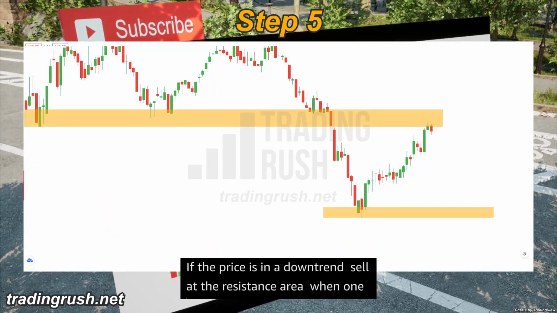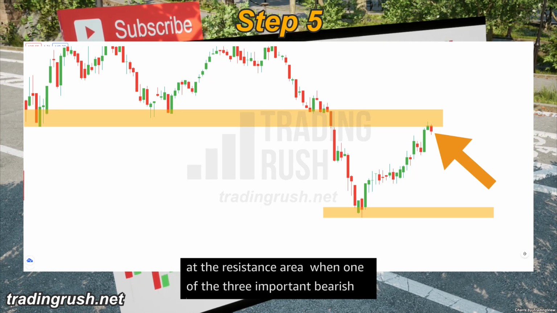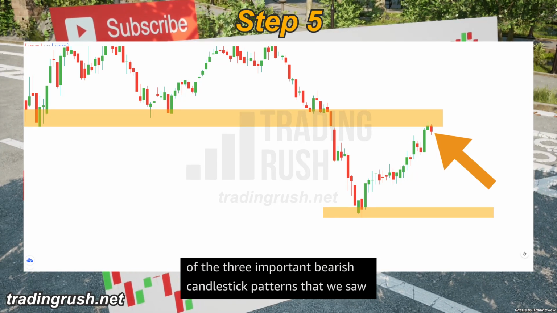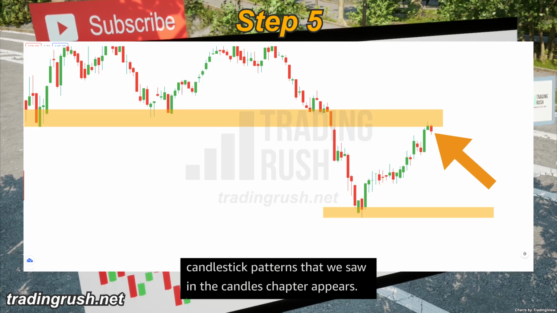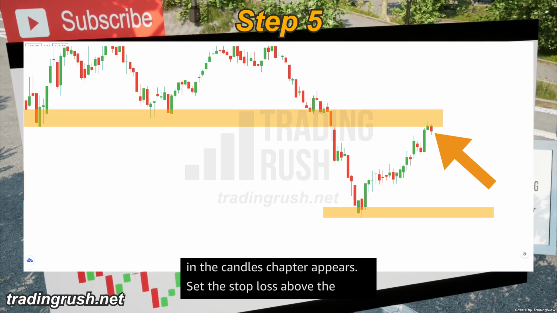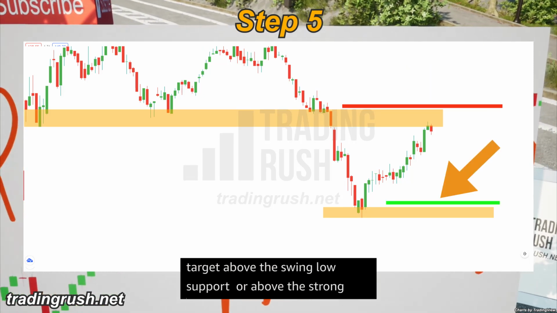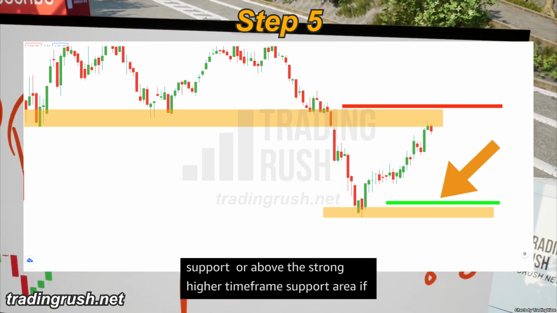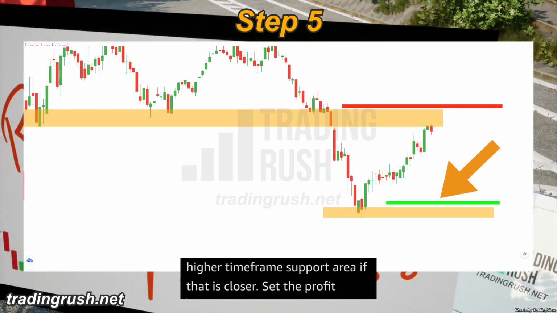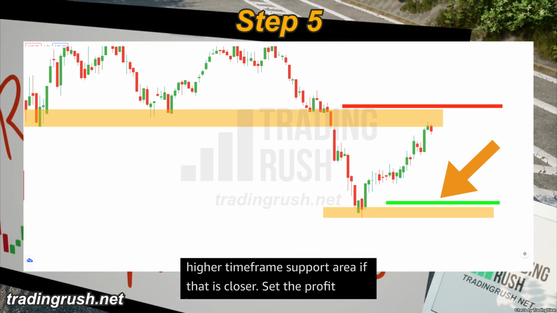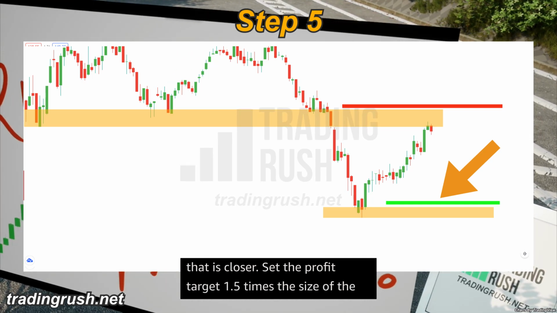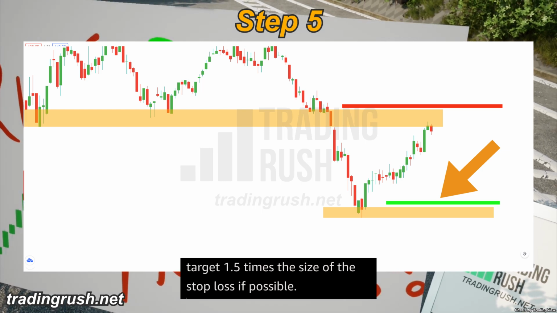If the price is in a downtrend, sell at the resistance area. When one of the 3 important bearish candlestick patterns that we saw in the candles chapter appears, set the stop loss above the resistance area and the profit target above the swing low support, or above the strong higher time frame support area if that is closer. Set the profit target 1.5 times the size of the stop loss if possible.